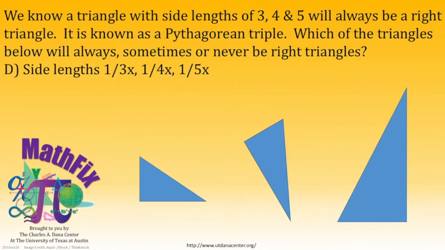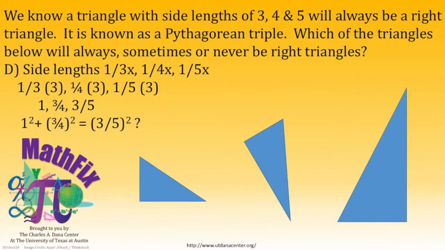And finally, if we had, let's say, fractions, like 1/3 x, 1/4 x, and 1/5 x. So again, if we just tried 3, we would get 1, 3/4, and 3/5. Well, of course, 1 squared plus 3/4 squared does not equal 3/5 squared, and we would get no. It is never going to be a right triangle.